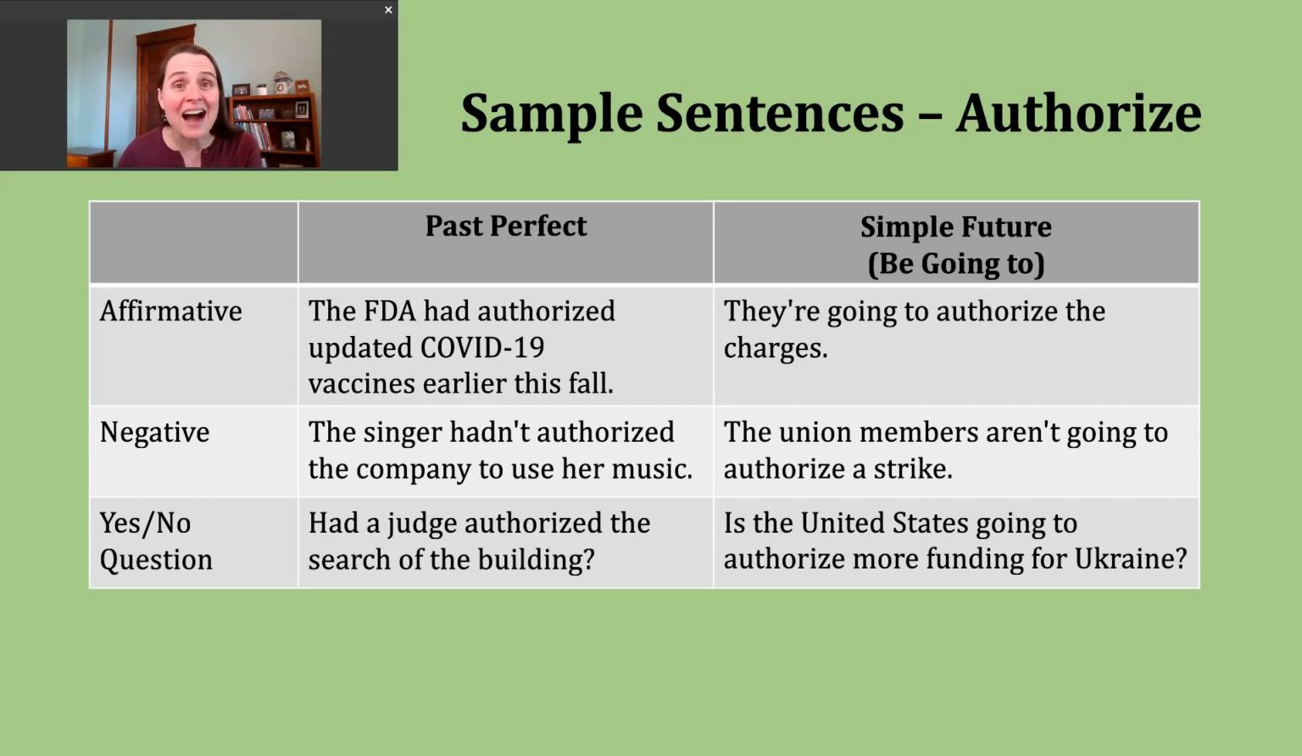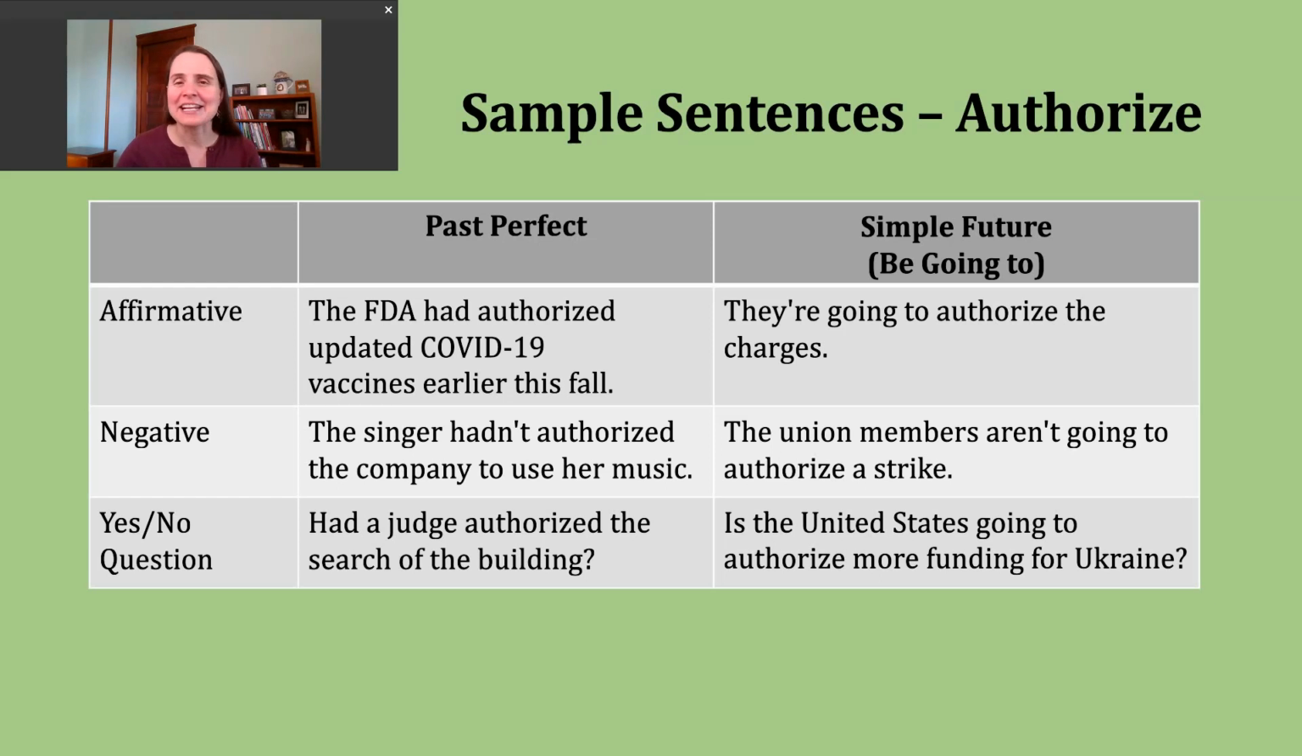If the subject is I, then you're going to use am. That's the present form of be. And then going to and the base verb. But if the subject is he, she, or it, you'll use is going to and the base verb. And finally, if your subject is you, we, or they, you'll use are going to and then the base verb.